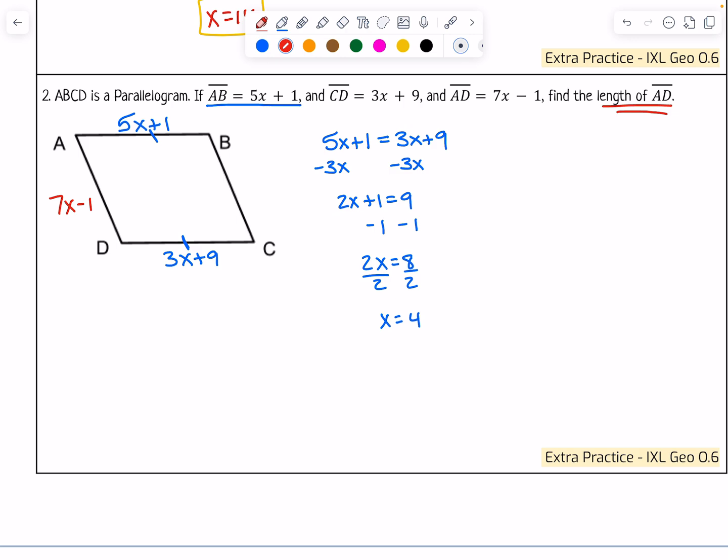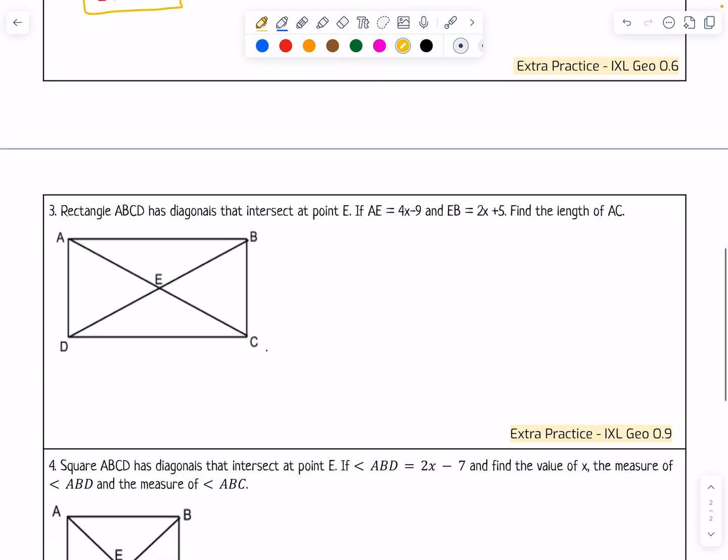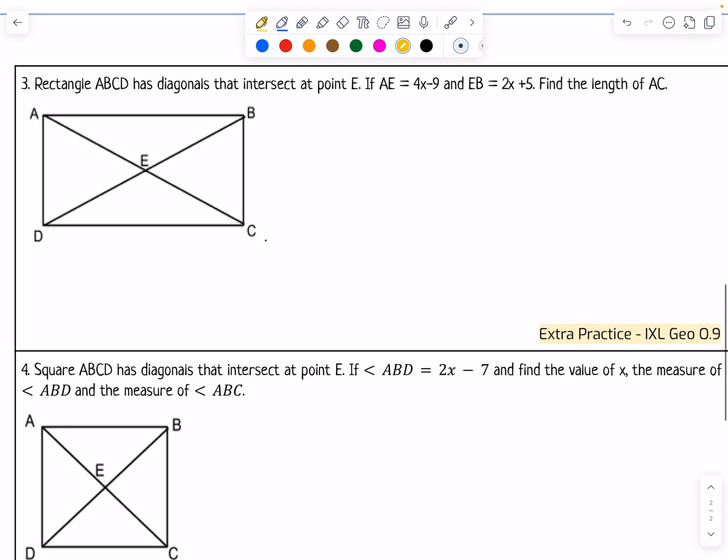And so now I can plug that in to figure out the length of AD. So I'm going to write it down here where I have a little more room. So 7 times 4 minus 1 will give me 28 minus 1, or 27 for the length of AD, which is what they wanted. So that's it for number 2. Let's look on the next page for number 3.